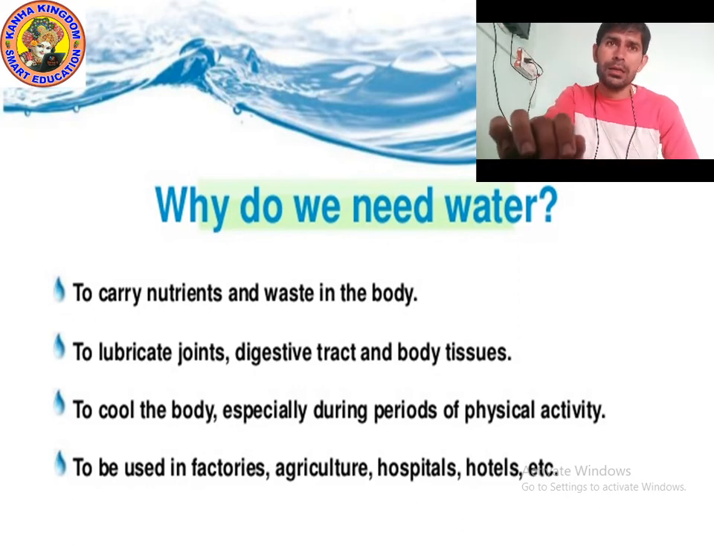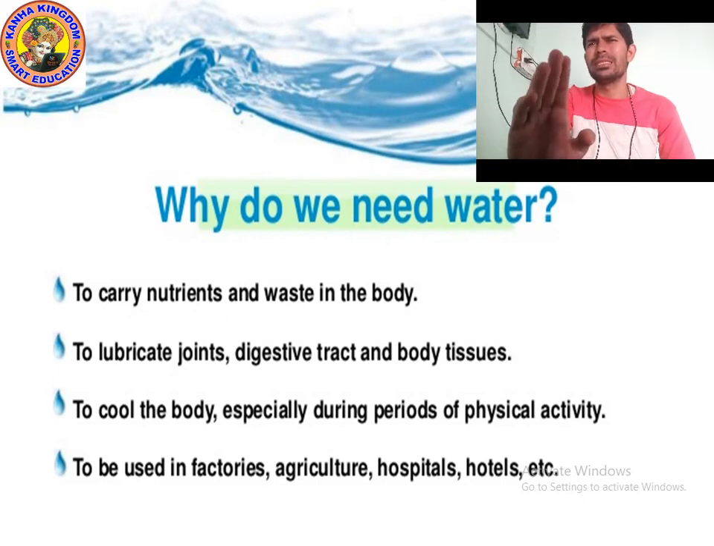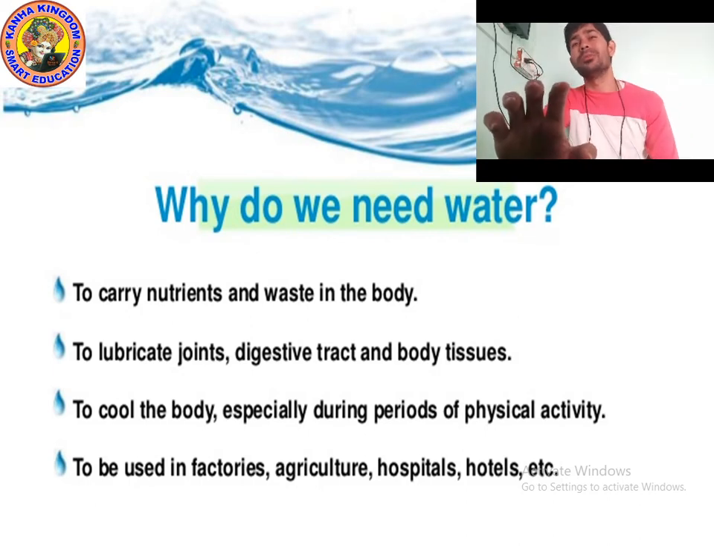And how much water do we need? Well, most people need 6 to 8 glasses of water each day.